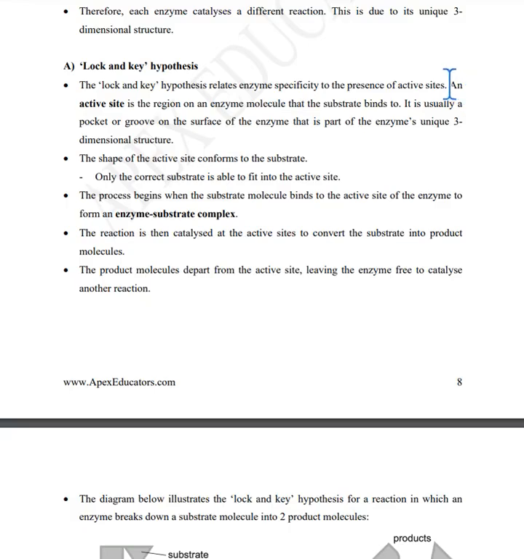You need to tell me what the active site is. Basically, it's the region that the substrate binds to, and it's usually a pocket or groove on the surface of the enzyme, part of the enzyme's unique three-dimensional complementary structure. They are missing one word there, it's complementary. When they bind together at the active site of the enzyme, they will form an enzyme-substrate complex, and then it will be catalyzed.